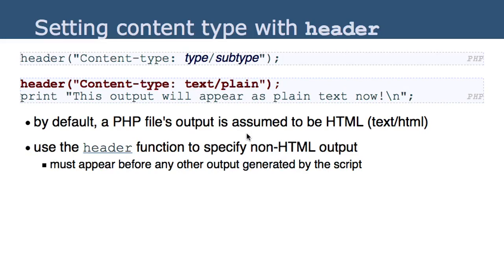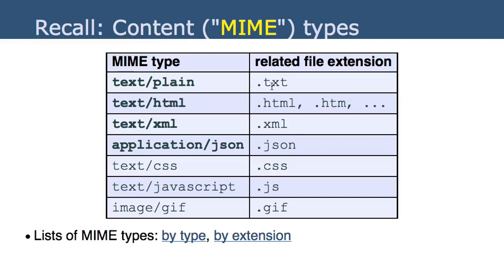There are several different types. There's text plain, text HTML, XML, application JSON. This is the header for JSON, and so on. There are lots of different MIME types. Actually, they changed the name of this. It's no longer called MIME types. It's called Internet Media Types now.